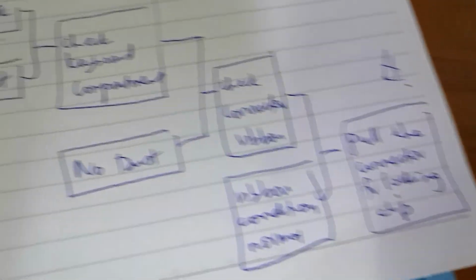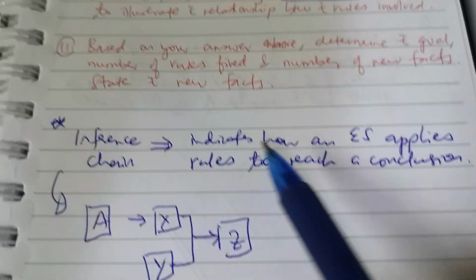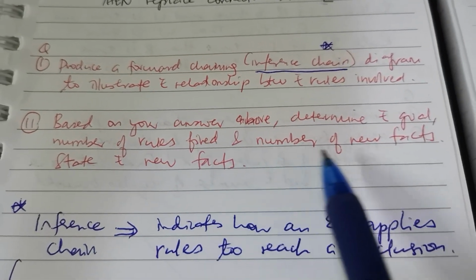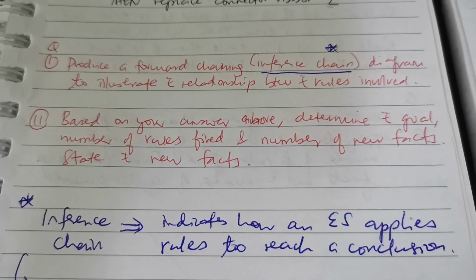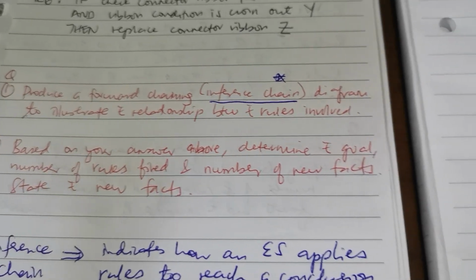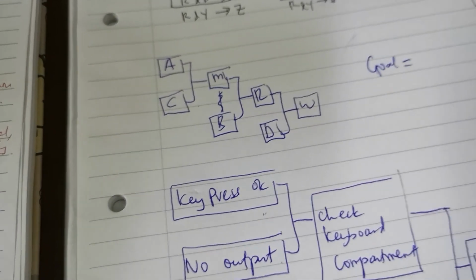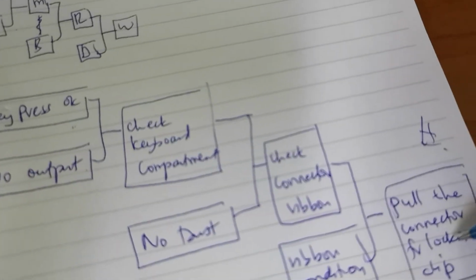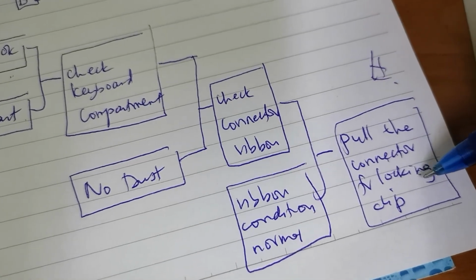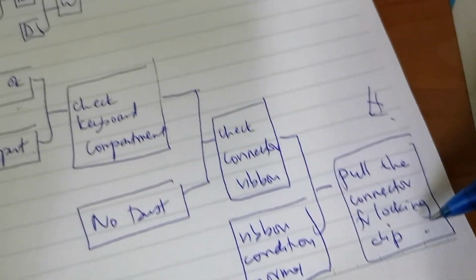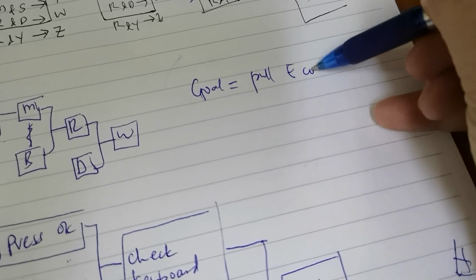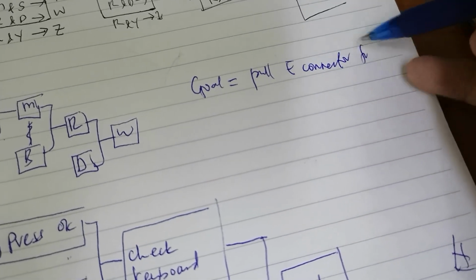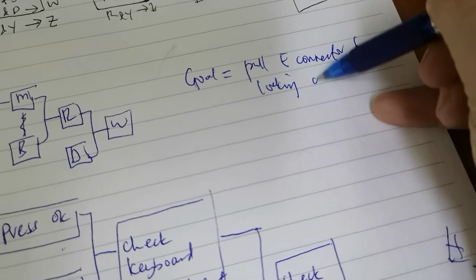Next, it asks you to determine the goal, the number of rules fired, and the number of new facts. The goal is to pull the connector from the locking clip. So this is the goal.